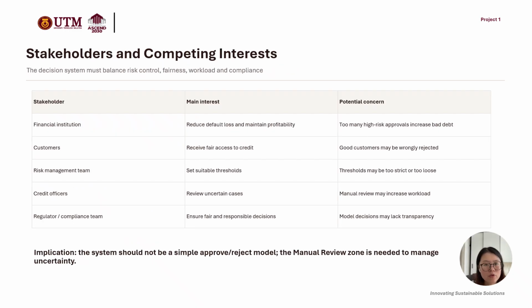So we have 5 groups affected: the institution, customers, risk team, credit officers, and regulators. Each has different needs. The institution wants strict control. The customers want fair treatment. The conflict is why the manual review rule exists. So it balances risk and fairness.